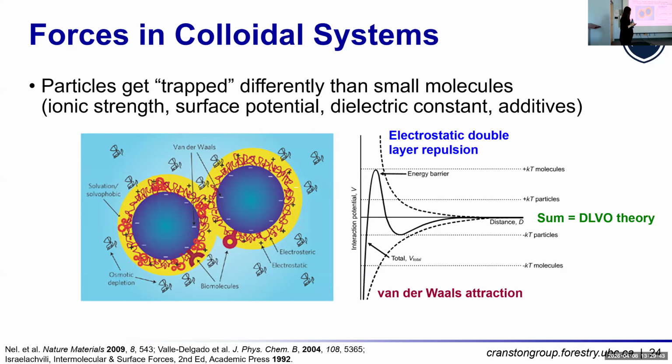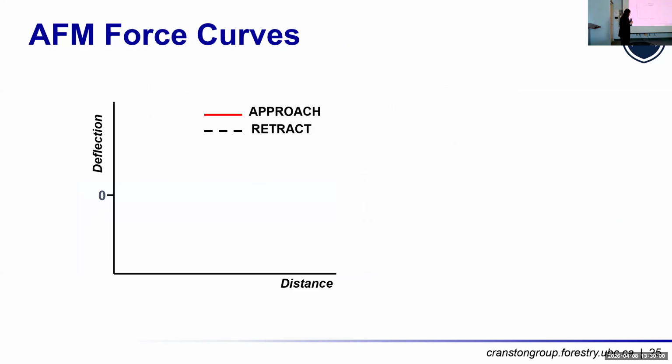So this DLVO theory is most often what we're comparing our AFM measurements to when we bring two things together. Once they're together, then we're measuring adhesion: how hard is it to separate them? But for approach force curves, we normally look at DLVO theory. So I just wanted to mention that one quickly.